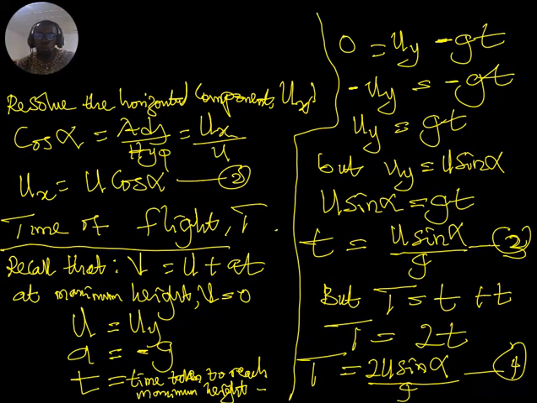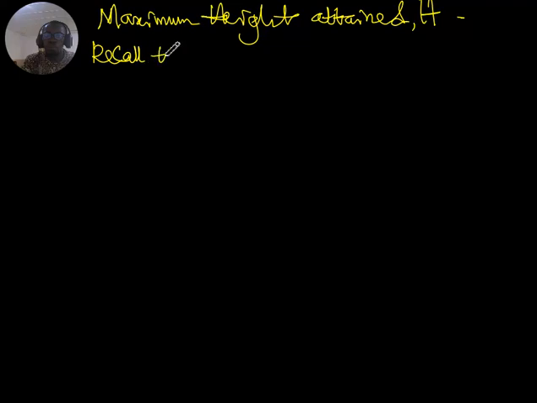Also, we can calculate the maximum height attained by that projected body, since we have the time of flight now. For maximum height attained, which is h, you can just have it and record that v squared equals u squared plus 2ax. This is the third equation of motion.